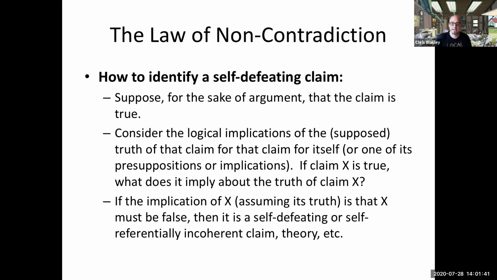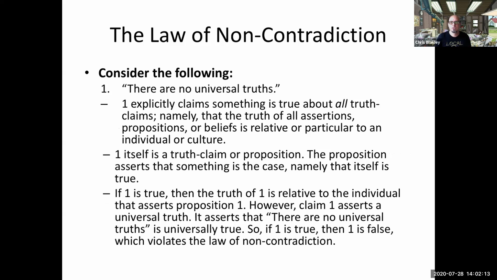And then if the implication of assuming the truth of that claim is that X has to be false, then it's self-defeating or self-contradictory, right? So if assuming, and it might involve several steps to show that, there might be several links in that chain, if we assume that a proposition is true, and then that assumption implies the truth of, either implicitly or explicitly, the exact opposite of that original claim, we've got a self-defeating or self-refuting theory or claim or argument. So consider the following.